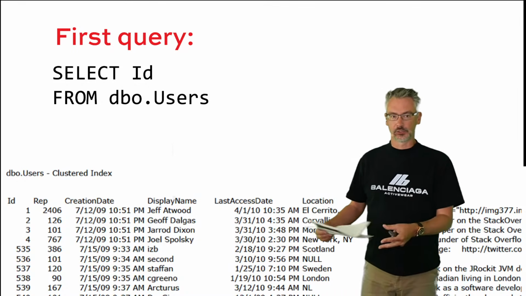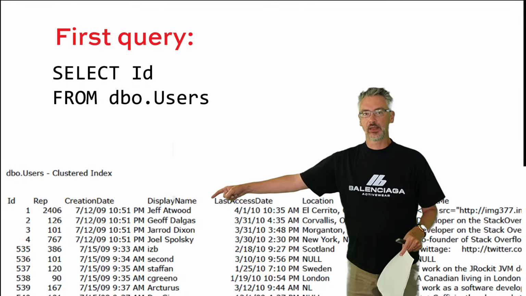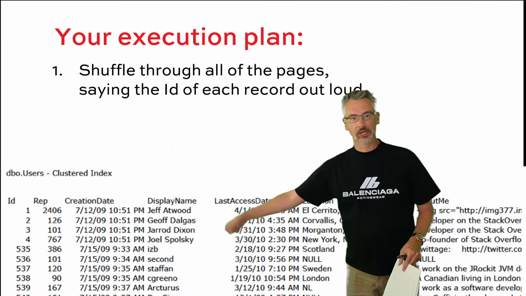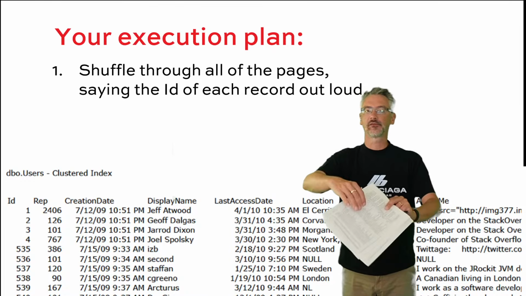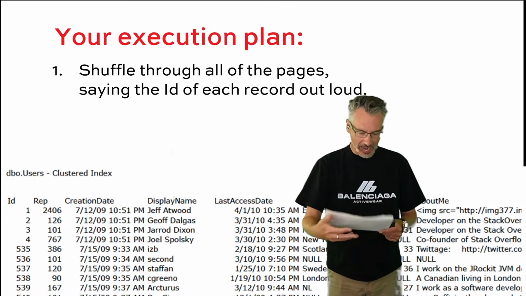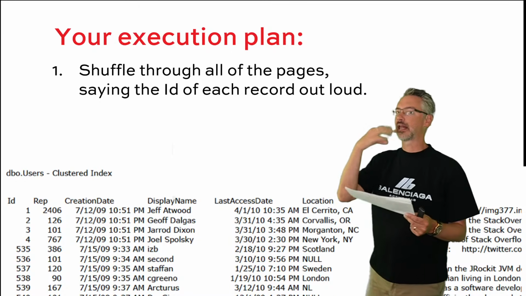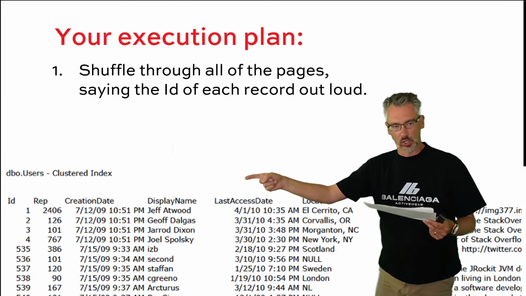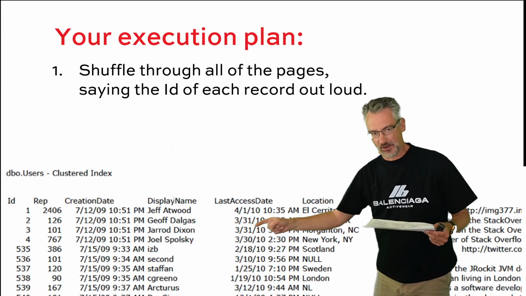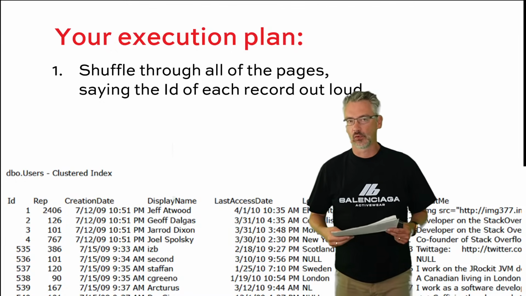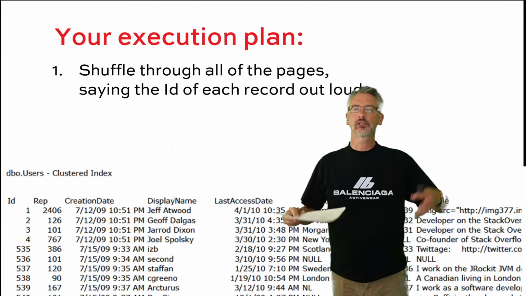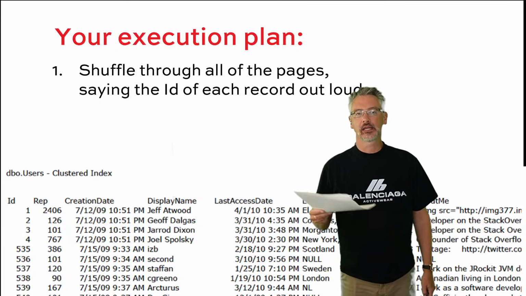Well, in plain English, you're just going to go grab the first piece of paper and you're going to start reading through the rows. You're going to grab the first piece of paper off of the stack and you're just going to start yelling out the IDs. 1, 2, 3, 4, 535, 536, 537, and so forth. That's our execution plan in plain English.